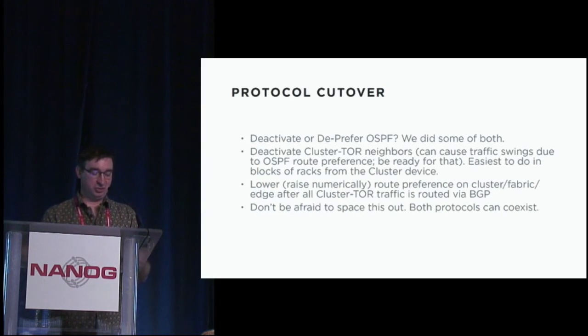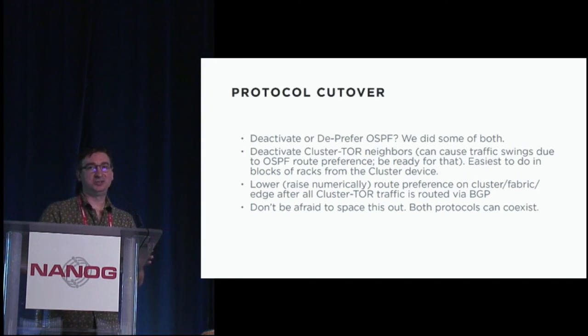Now it's time to turn OSPF off. So how did we do this? There's 2 main ways that you could do a protocol decommission. Do you just turn off the neighbors, or do you adjust the routing preference to make your new routing protocol the more preferred routing protocol? We actually did a little bit of both.